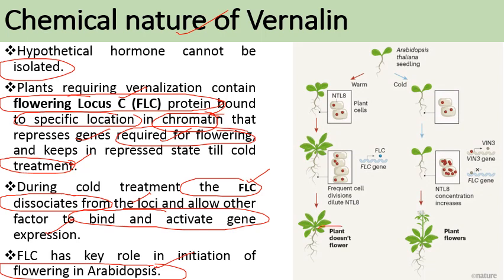For example, this is a plant of Arabidopsis which doesn't show flowering because it contains this FLC protein that is bound over the genes which are required for flowering. Once the plant gets cold treatment, this FLC gets dissociated from this chromatin, or the genes हैं, they get exposed, and they will bind with other activating factors, and under the influence of those activating factors, they will undergo transcription, translation, and express themselves, and as a result, the plant produces flowers. So this is a very important protein, FLC, flowering locus C protein, which is responsible for repression of flowering until the plant is exposed to the cold temperature.